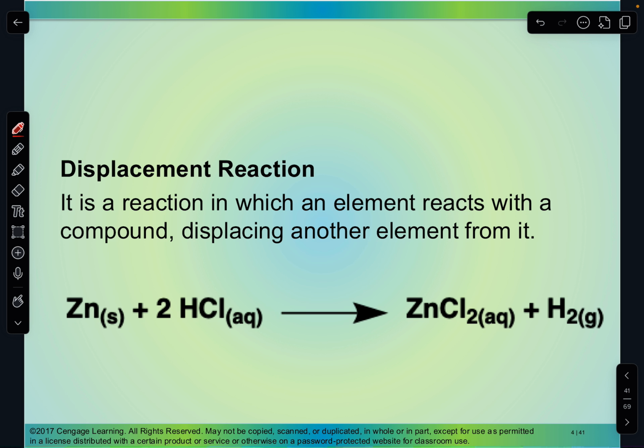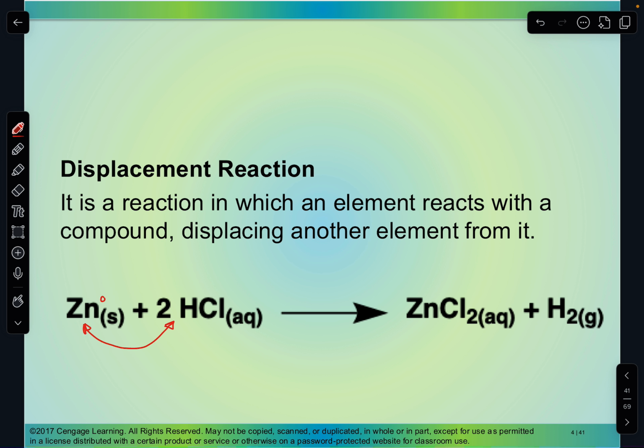Okay, a displacement reaction we've already covered. This is a single displacement reaction. You should know the difference between single and double displacement reactions. Those are going to be pretty important. But a displacement reaction is when you have these two switching spots.